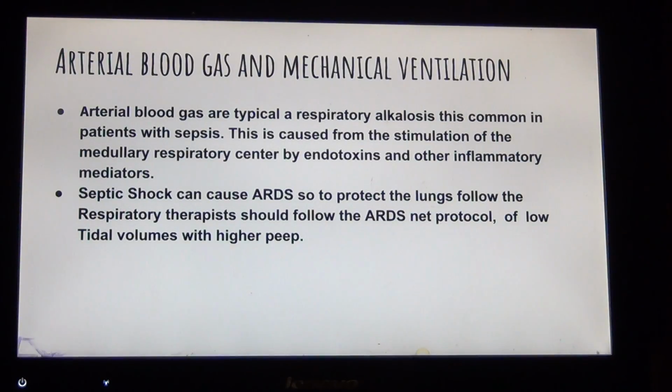Arterial blood gas and mechanical ventilation for septic shock. Arterial blood gases typically show a respiratory alkalosis. This is common in patients with sepsis. This is caused from the stimulation of the medullary respiratory center by endotoxins and other inflammatory mediators. Septic shock can cause ARDS, so to protect the lungs, it's best for the respiratory therapist to follow the ARDSNet protocol of low tidal volumes and higher PEEPs.